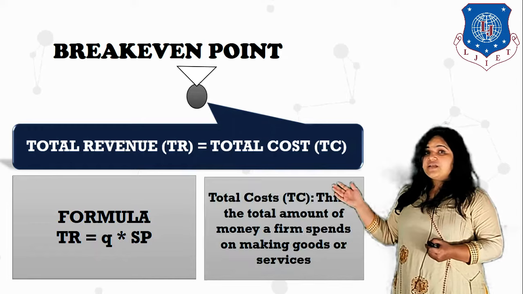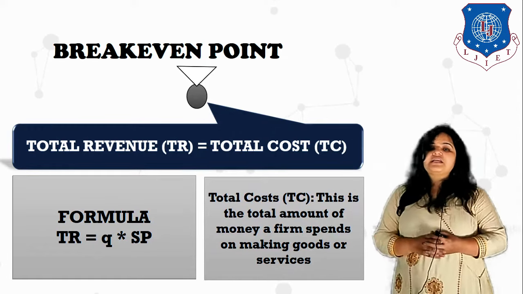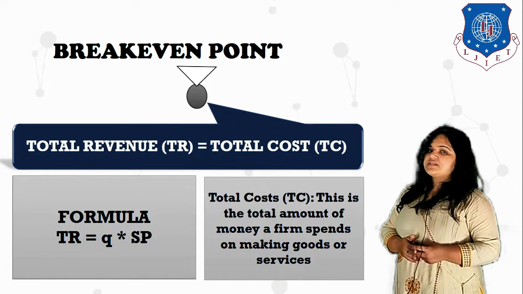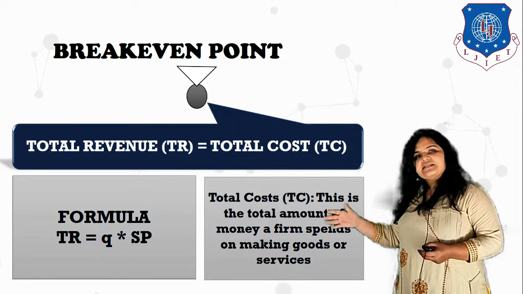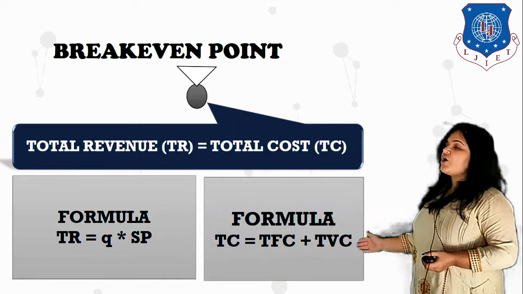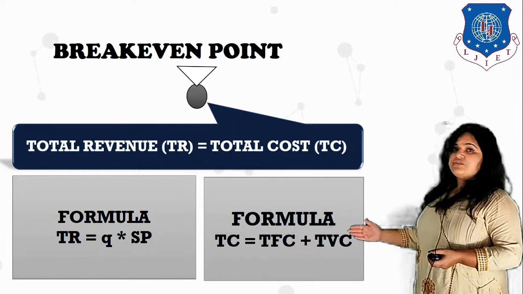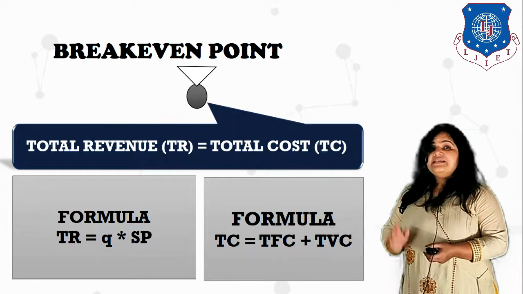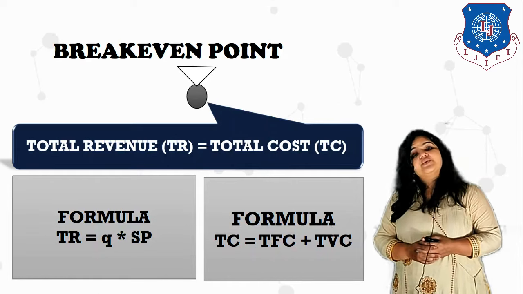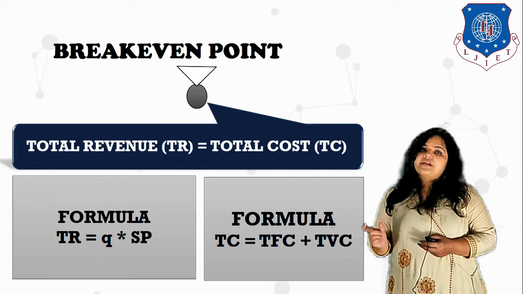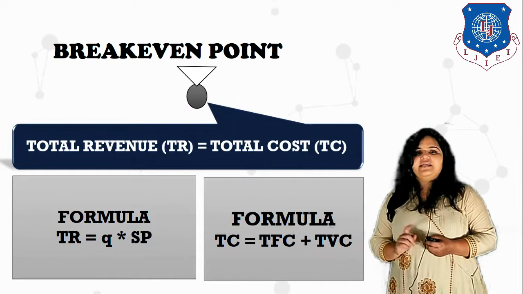Then what about total cost? Total cost is the total amount of money a firm spends in making goods and services. Obviously, students, as discussed in the previous lecture, the total cost is the addition of total fixed cost and total variable cost. These are the two formulas which we will substitute on both these sides to derive the formula. For total revenue, we have Q into SP. For total cost, we have TFC plus TVC.